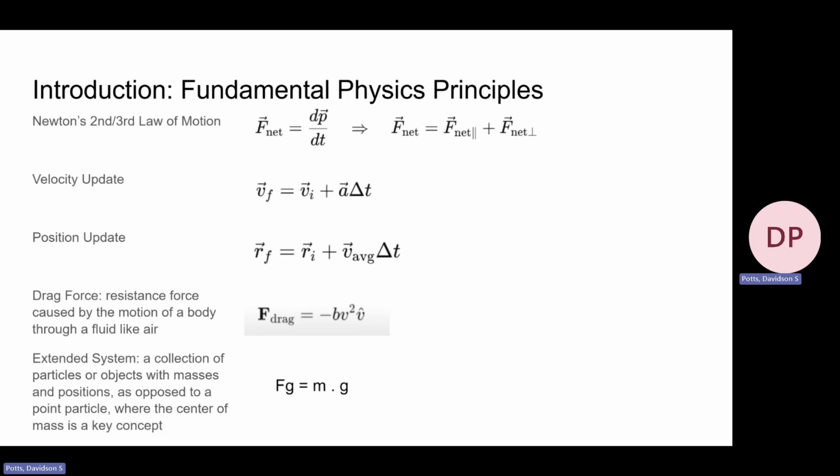Newton's second law is change in momentum over change in time, and we can use those formulas to get the velocity update formula and position update formula. We've seen this everywhere in the class. Then Newton's third law is an equal and opposite force, which we'll see with the spring system to Earth in an extended system, where a collection of particles or objects with masses and positions, instead of it being only focused on the center of mass. And the drag force is the resistance force caused by the motion of the body through a fluid like air, which we will be considering in this instance.